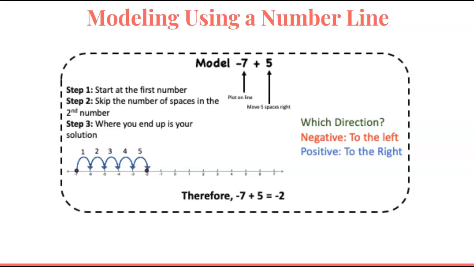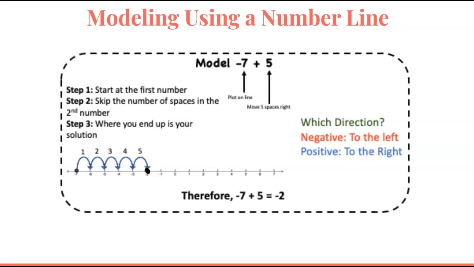Okay. Then step 2 says skip the number of spaces in the second number. Well, I have a positive 5. If I add a positive, I move to the right. If I add a negative, I move to the left. Since I'm adding a positive 5 in this problem, I skip 5 spaces to the left. I mean to the right, sorry. 5 spaces to the right because it's positive. Where I end up is my answer. So after those 5 spaces are skipped, I end up right there at negative 2. Therefore, my answer to negative 7 plus 5 is negative 2.